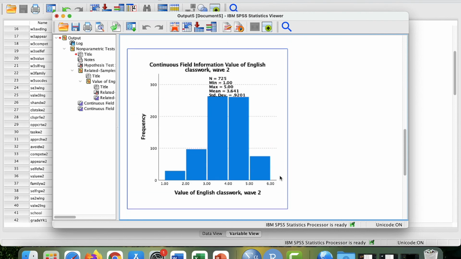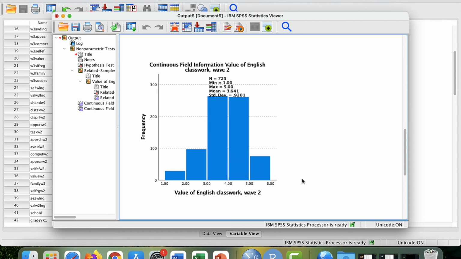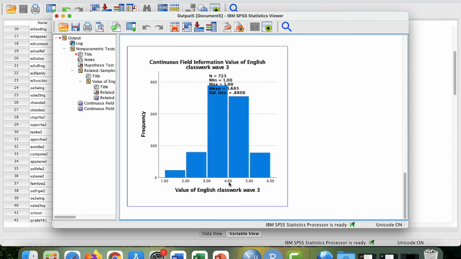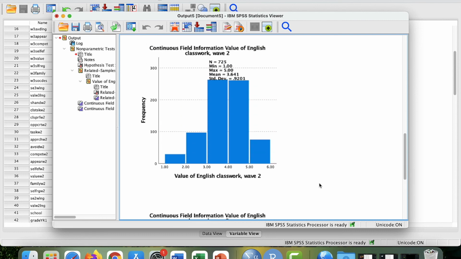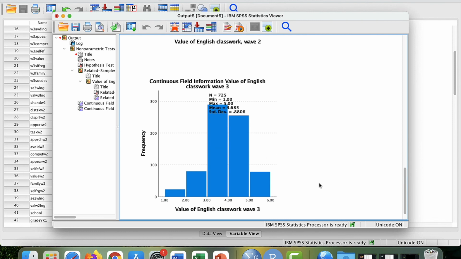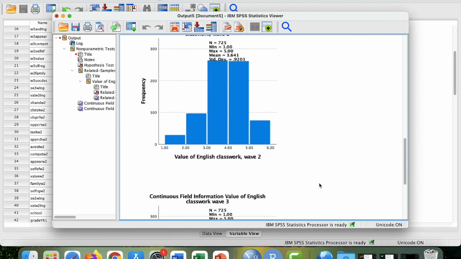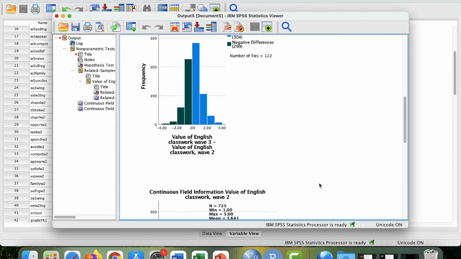And then if you go down here, it just shows you the distribution of each of the variables that we looked at. This is just the frequency distribution for valuing of English classwork at wave 2. And again, the frequency distribution for valuing of classwork at wave 3. And if you compare these, they look really similar. These distributions look quite similar. And that's another indication that there's probably not a big amount of change from time 1 to time 2. So that is how you perform a Wilcoxon Signed-Rank Test in SPSS.